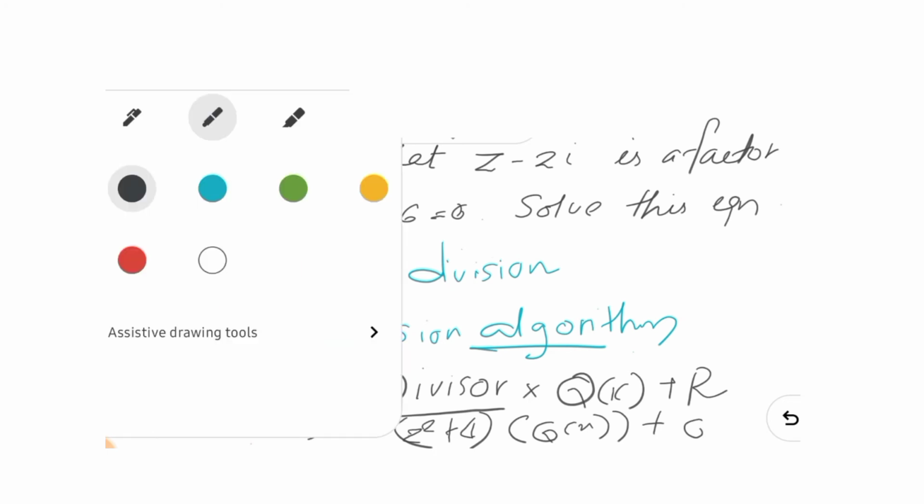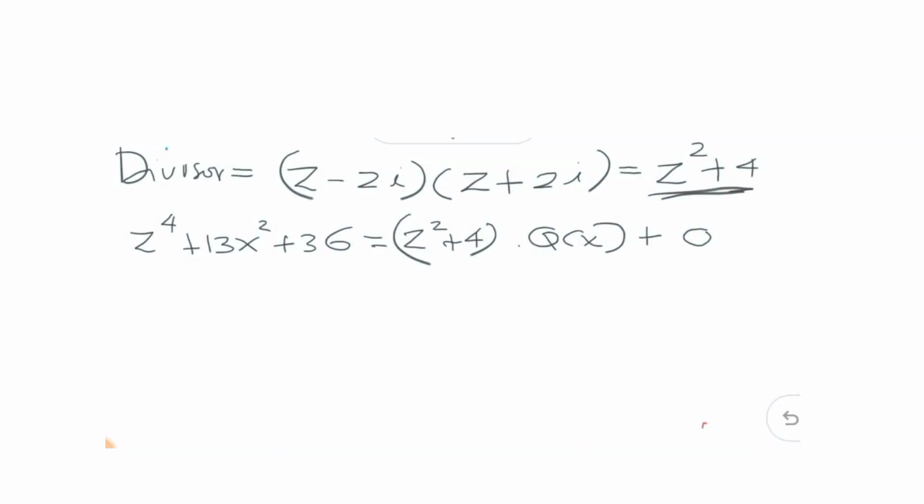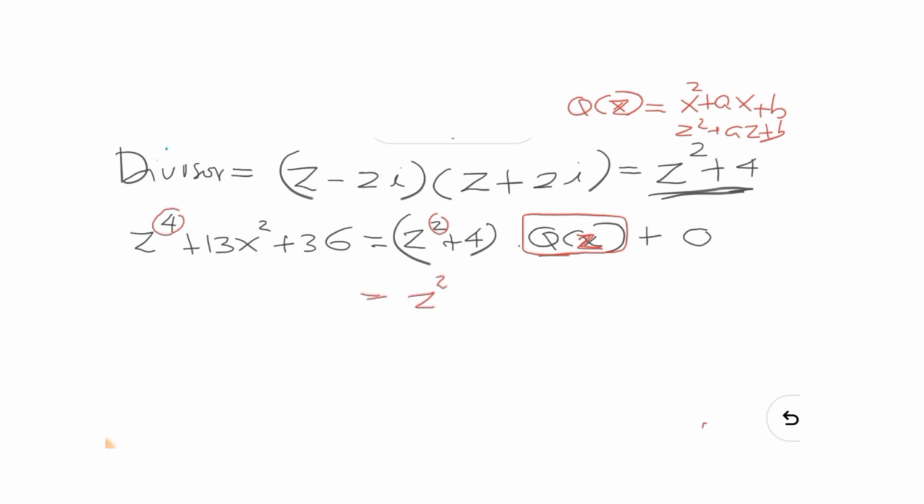Now here, as we do not know the quotient, we have to make an assumption for quotient. We can assume this quotient as a quadratic, because your dividend is fourth degree and divisor is second degree, so quotient also will be second degree. So let's assume the quotient as z square plus az plus b as q of z. Forgot, it should be q of z. So we get this expansion as z square plus 4 multiplied by z square plus az plus b.